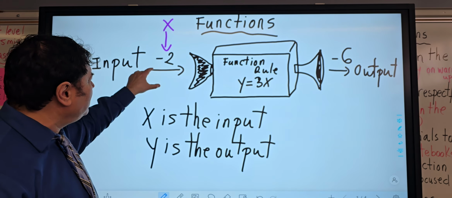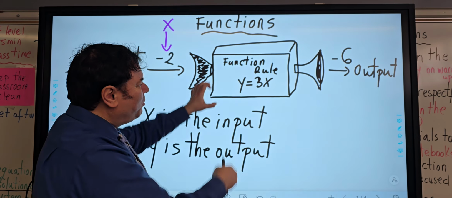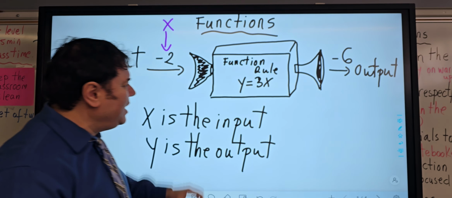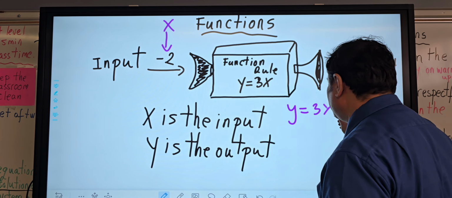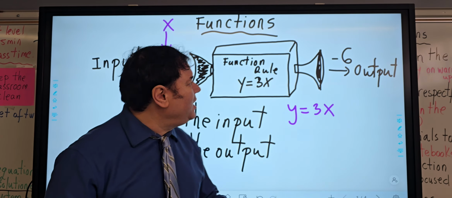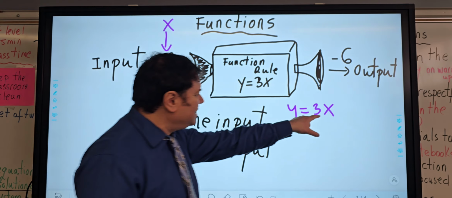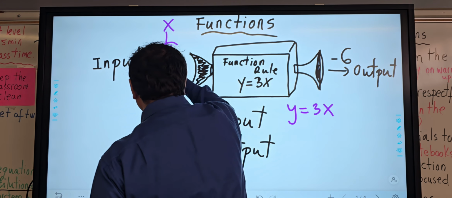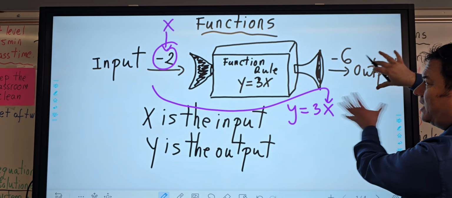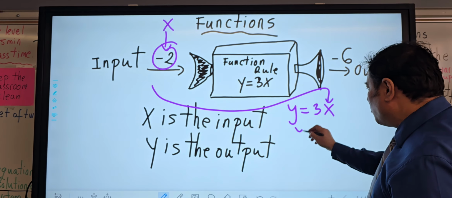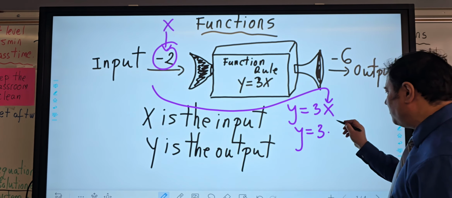They are giving us -2, and that's our x. And we have a drawing here, a function rule, and the function rule is y equals 3x. Remember, what we need to do is substitute or replace the -2 into the x in our function, right? So we are going to substitute -2 into this x in our function in order for us to get the output, right? The y.